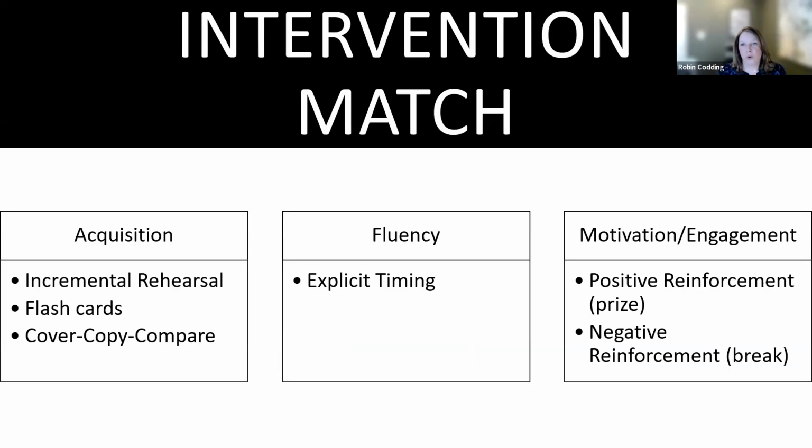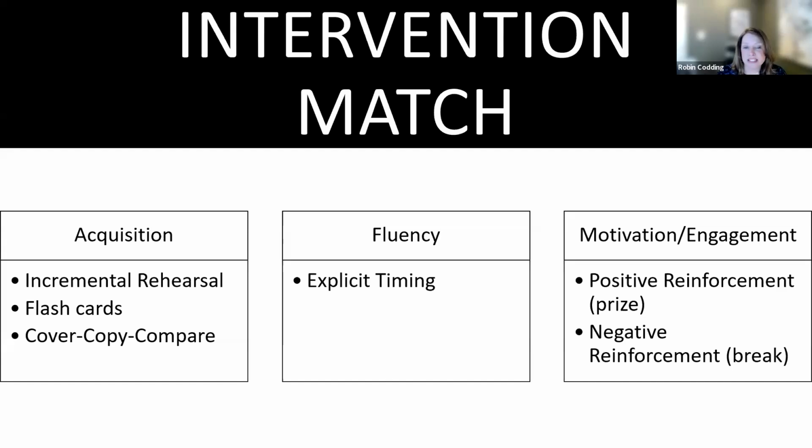So that's one way to think about how we use intervention trials to unpack what are the instructional strategies that might be relevant. Now, going back to the full scope of things that we can talk about, we can also talk about acquisition and fluency. So thinking about what type of skills. When we are testing intervention strategies, we might think about using incremental rehearsal, flashcards, or cover, copy, compare to test whether acquisition instructional strategies are most helpful.